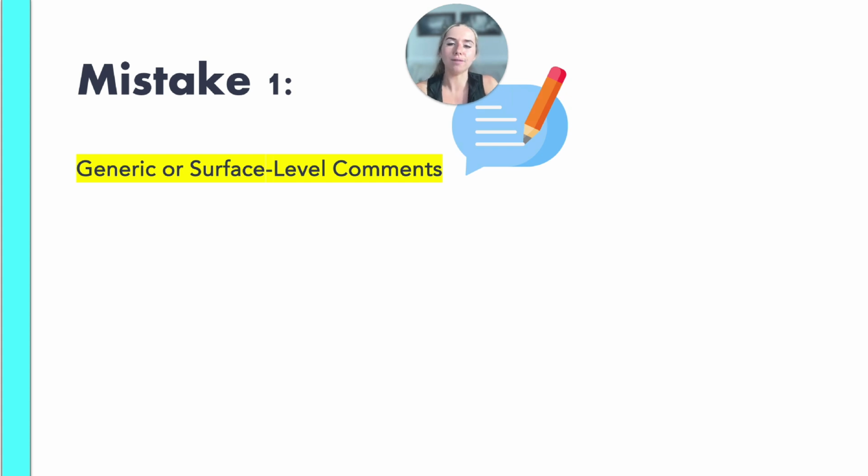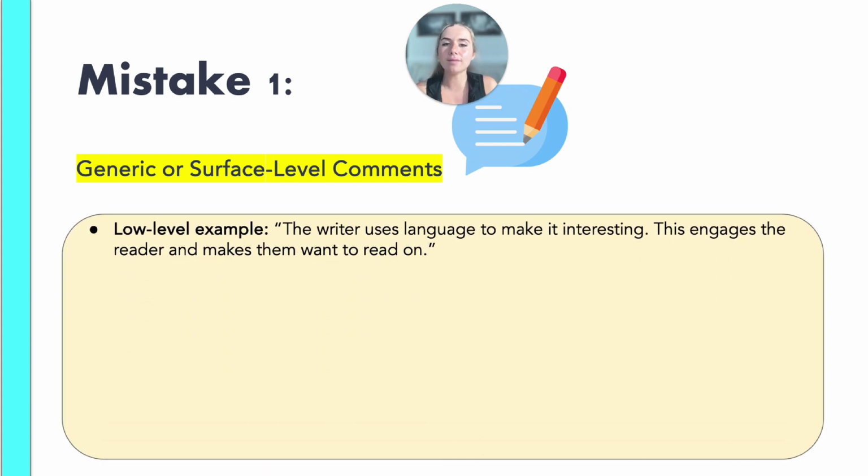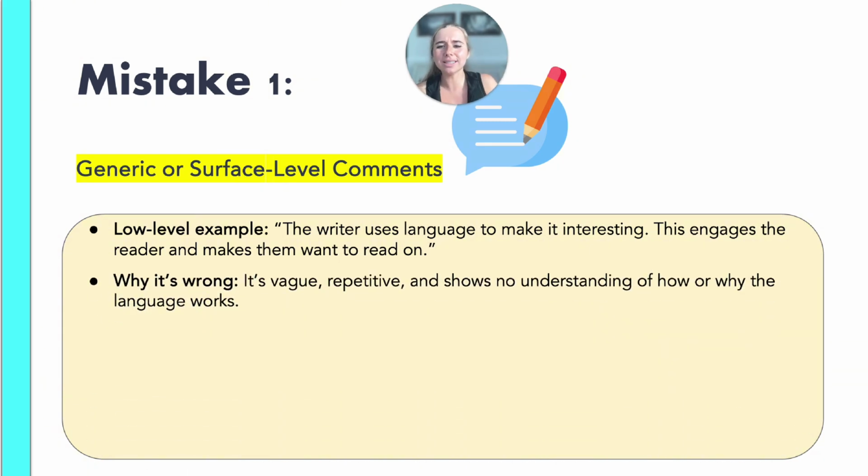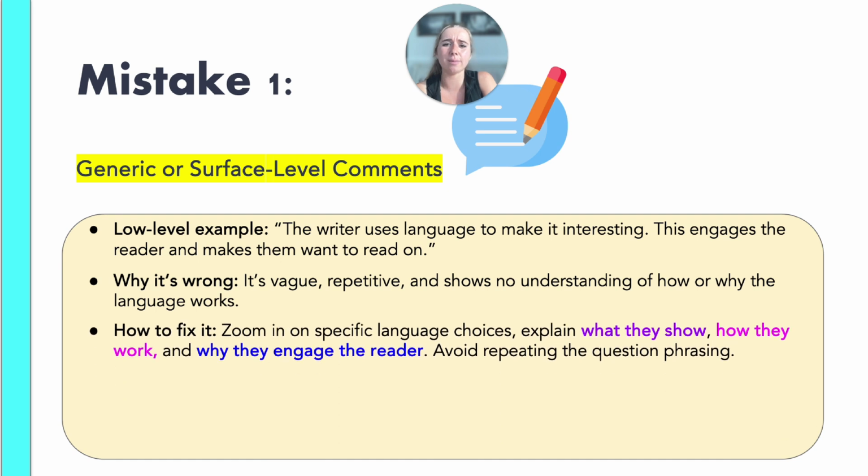Now let's look at mistake number one. The mistake that students tend to make is generic or surface level comments. A low level example would be: the writer uses language to make it interesting, this engages the reader and makes them want to read on. I hate the phrase, this makes the reader want to read on. Why do they want to read on? That doesn't tell me anything. Tell me more. So why this is wrong: it's vague, repetitive, and shows no understanding of how or why the language works. It just tells me very boring stuff.